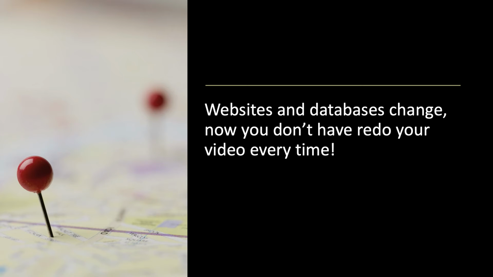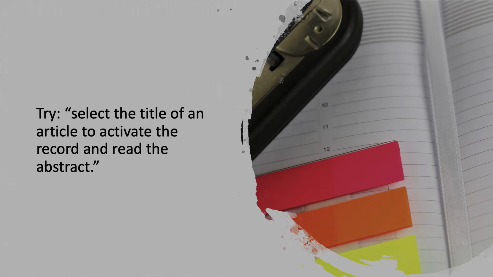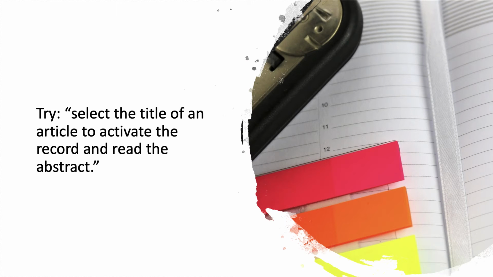One of the real concrete ways to do this is to describe something like this. Instead of, select the link in the middle of the page to open up a record and scroll down to the center of the new page to see the abstract, try this less visual version. Select the title of an article to activate the record and read the abstract. Here, there's nothing spatial about the description. Also notice that one could easily switch out whatever article one selected in this particular search for one more pertinent to a different subject.